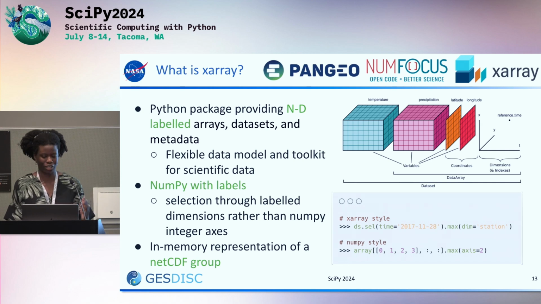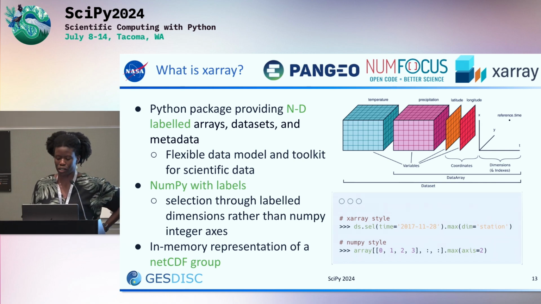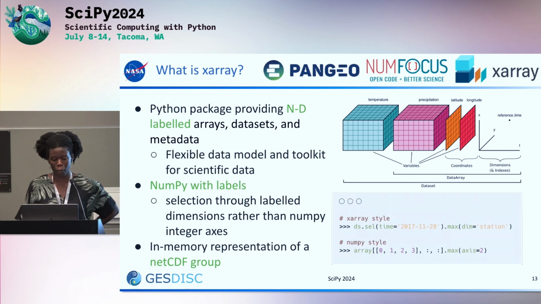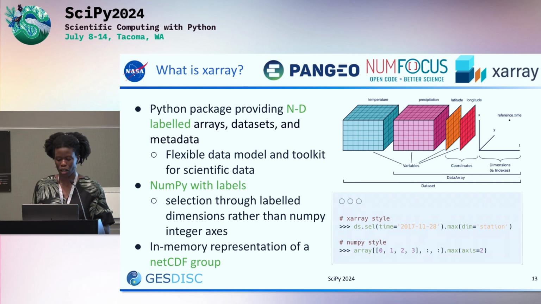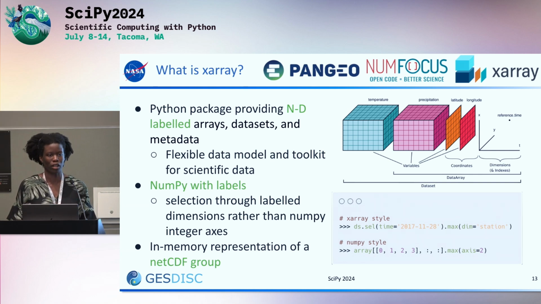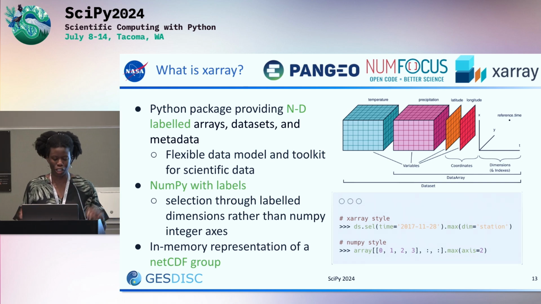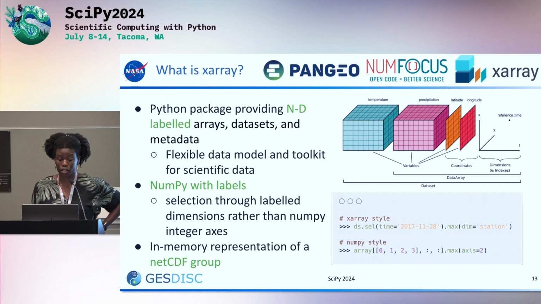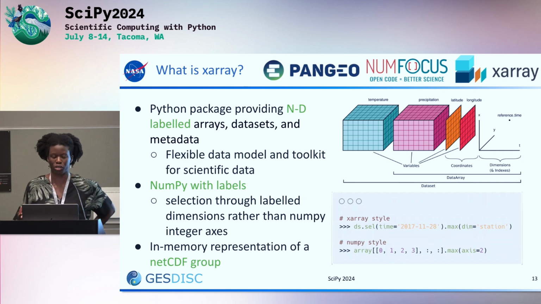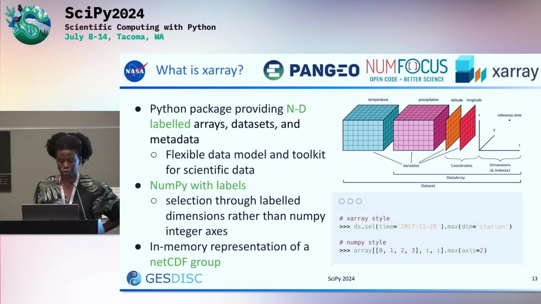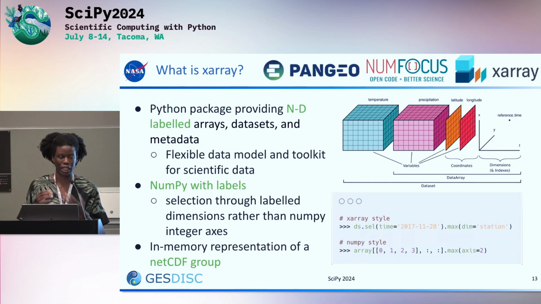So a little bit about Xarray. Xarray is a NumFOCUS sponsored project, and it's also part of the Pangeo stack. But since this is the Earth Geoscience track, I'm sure y'all are familiar with it. It provides N-D labeled arrays, and the cool thing about that is you can just select dimension equals time, and then you get that dimension. It's also super flexible. It scales really fast with Dask. And it's also an in-memory representation of a NetCDF group.